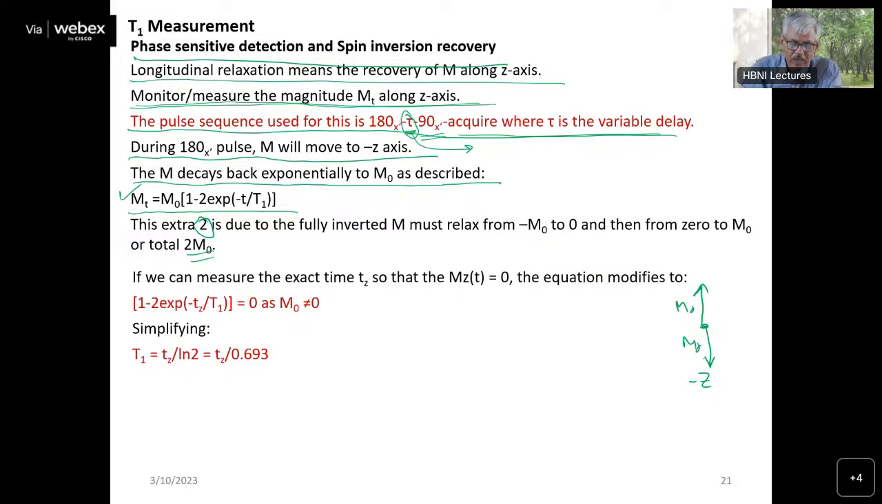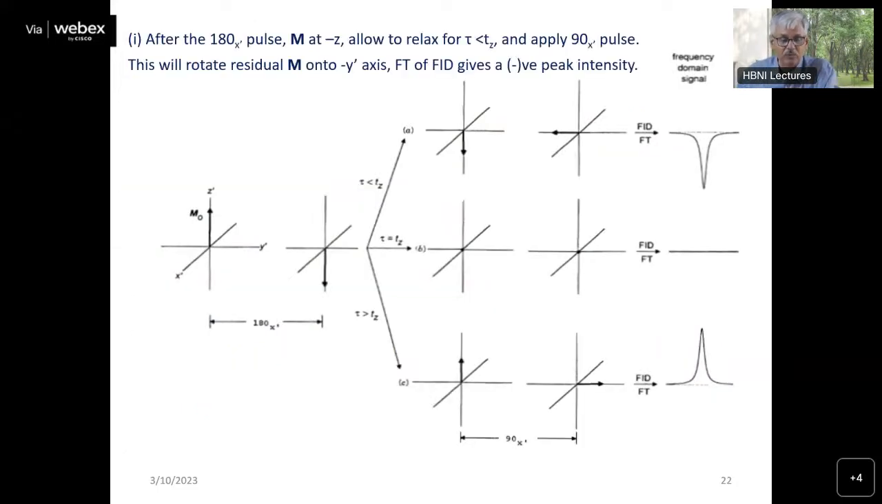If you can measure when this is crossing the null point, exactly, or you call that 0, then Mz(t) is equal to 0, because at this point it is 0. Automatically you put that as 0, and as M0 is not 0, you can find out that T1 is nothing but the time required to become 0, divided by 0.693. It is just simple mathematics, and that is what I have shown here.